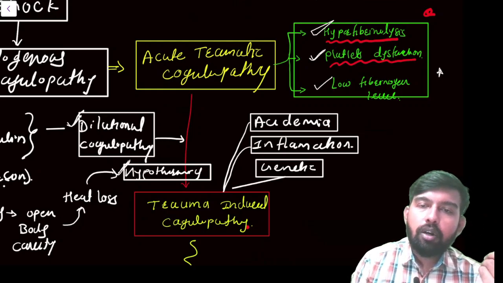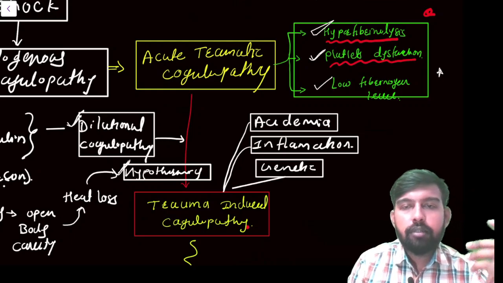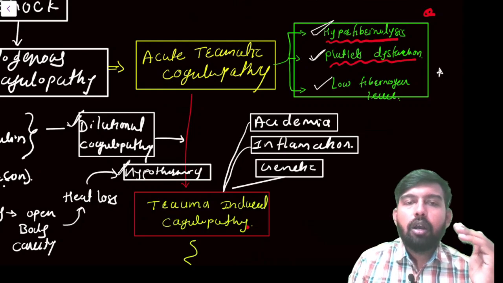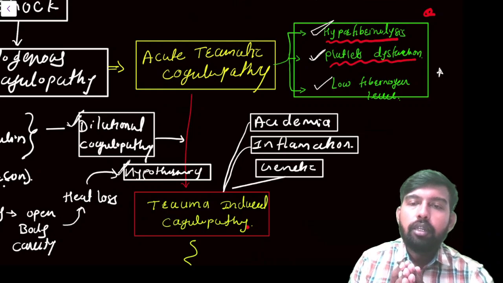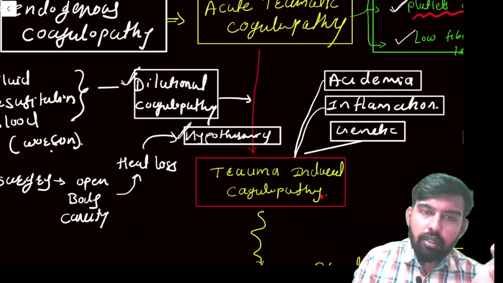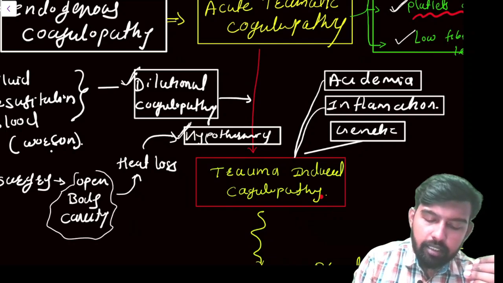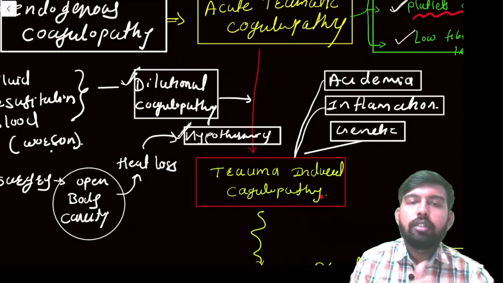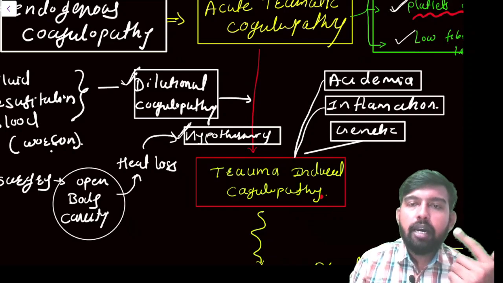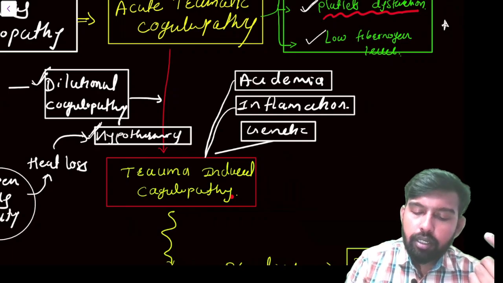So the temperature loss can be there because of overzealous resuscitation, and if there is a need for surgery, during the operation we open the body cavity, which causes hypothermia, that is heat loss. So dilution coagulopathy, hypothermia, and metabolic acidosis due to shock.